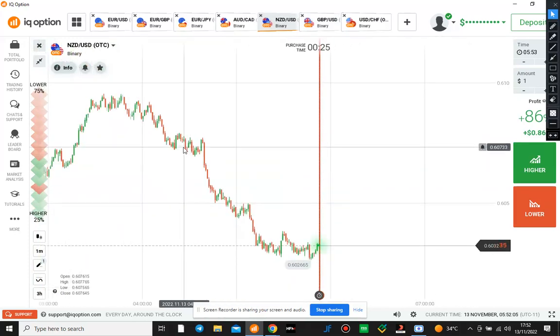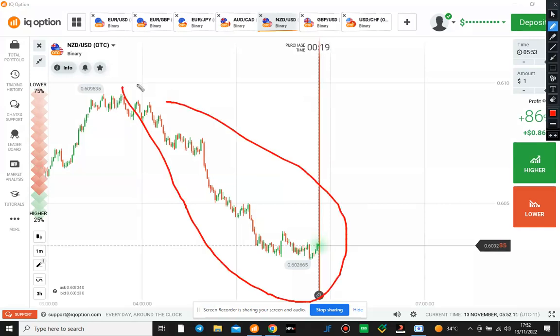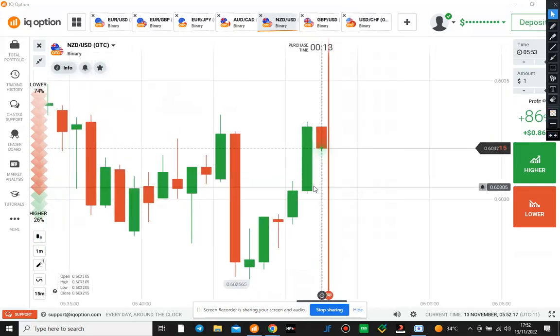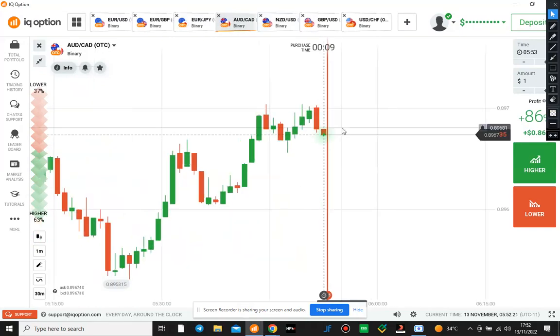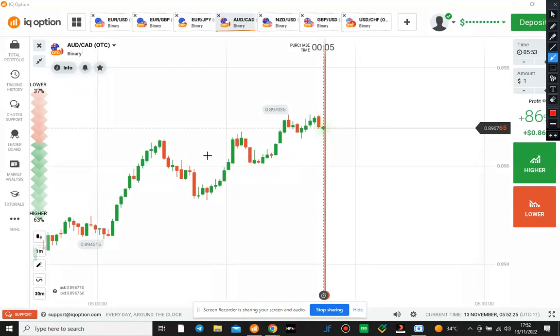Yeah, this is a trendy market. See, the market is still dropping to the downside, so it's not easy to spot a support and resistance trade here. So all you have to do is wait for some consolidations, something like this, where you can easily trade your support and resistance.